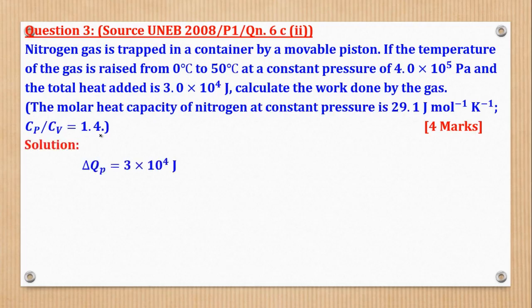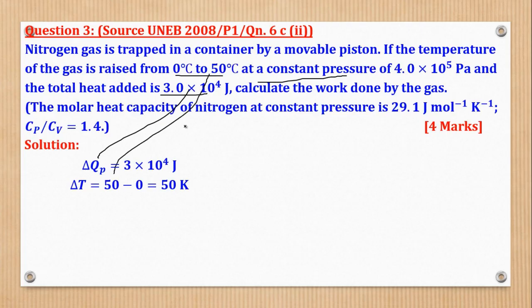So we shall come and say that, first of all, heat supplied is the Q. It is the QP because they talked about constant pressure. Then change in temperature is that. So I think you realize here, it was in degrees Celsius, but our answer is in Kelvin because it is the same. A change in temperature in degrees Celsius is the same change in temperature in Kelvin.